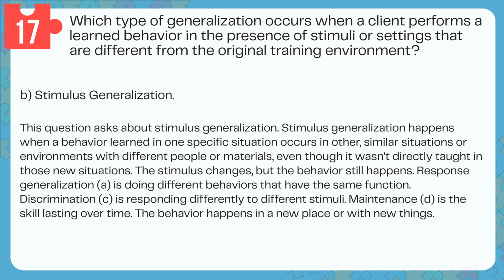Response generalization, A, is doing different behaviors that have the same function. Discrimination, C, is responding differently to different stimuli. Maintenance, D, is the skill lasting over time. The behavior happens in a new place or with new things.